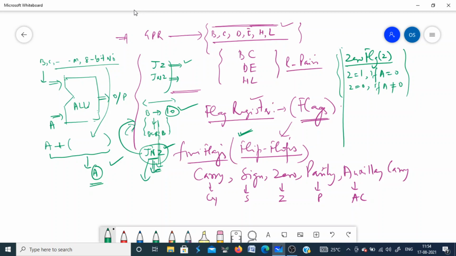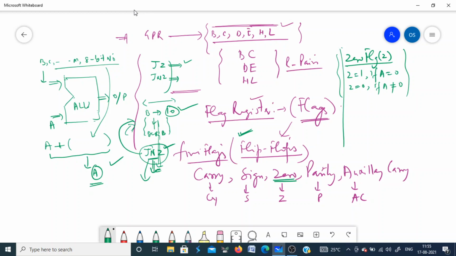Similarly, you have so many other flags. The zero flag is used to check the status of the data in the accumulator or in some other registers, depending upon some instructions. It is not for all the instructions. We will come to that when we study the instruction details, how the flags are affected by the various instructions. So don't worry about that.